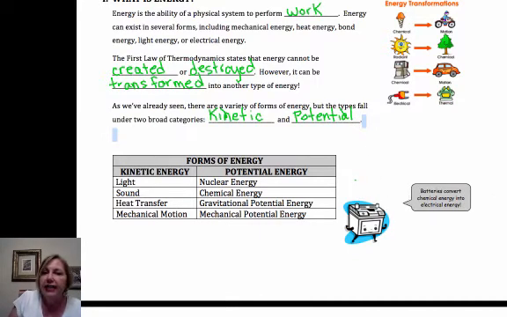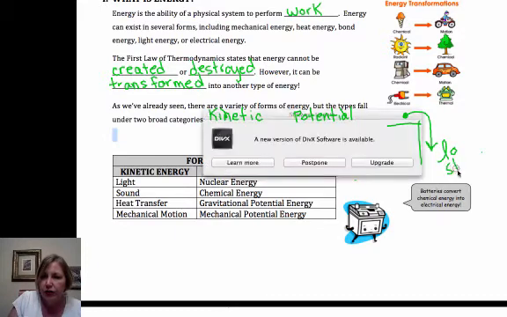Kinetic energy is energy of motion, and potential energy is energy of position. So if you're up high on a cliff, if a rock is up high and it falls over, it goes from high to low potential energy. Now, ideally, low potential energy is more stable.